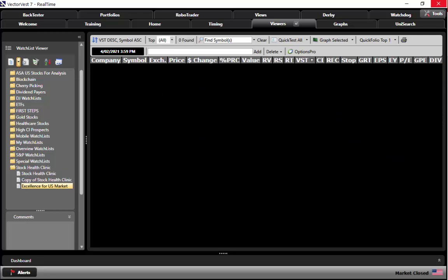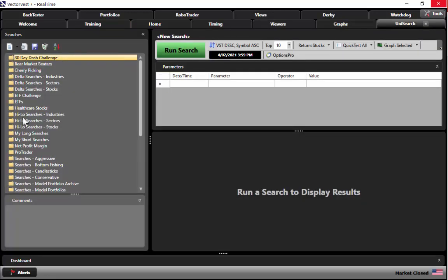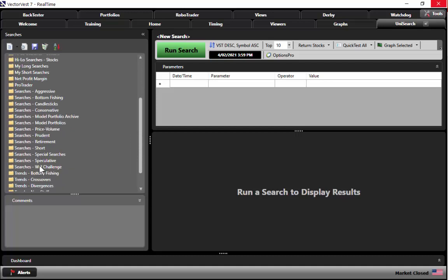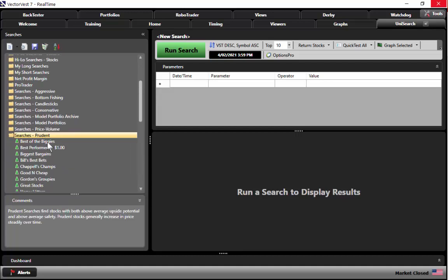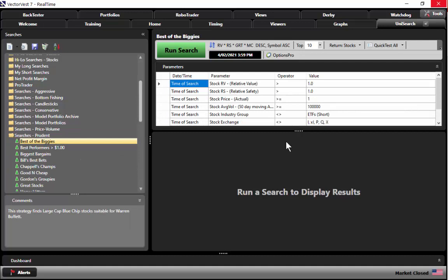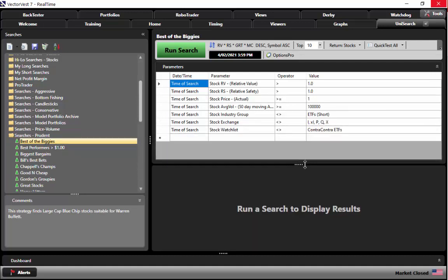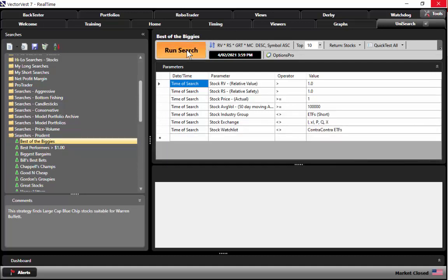What I'm going to do here is I'm going to go to VectorVest. It's a tool here called Unisearch. All right, so what Unisearch does for me here is it will rank, screen, and sort stocks according to certain criteria. And I'll go to my prudent searches, and I'll find some of the best stocks money can buy that are the big end of town. Let's just pretend we're conservative, very conservative.